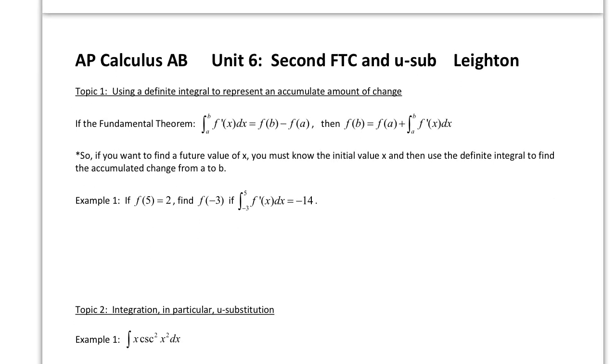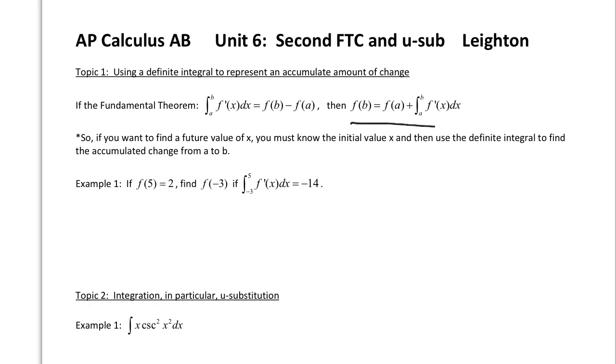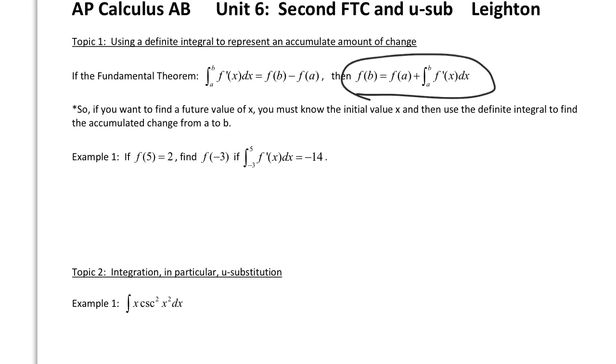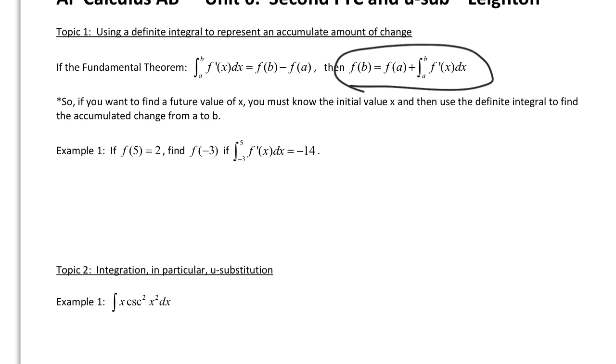Okay, moving on a little bit more, this is the formula essentially that we saw up above. So finding a future value of x, you must know an initial value of x and then use the definite integral to find the accumulated change from a to b. Okay, so example 1, we're given f of 5 equals 2. Find f of negative 3 if we're given this integral.